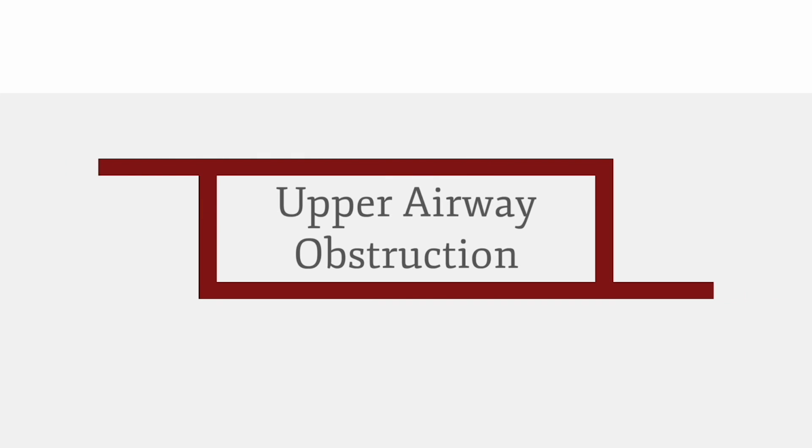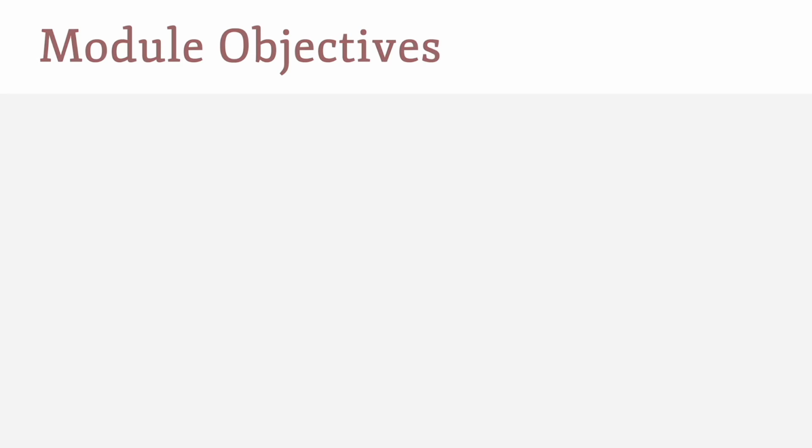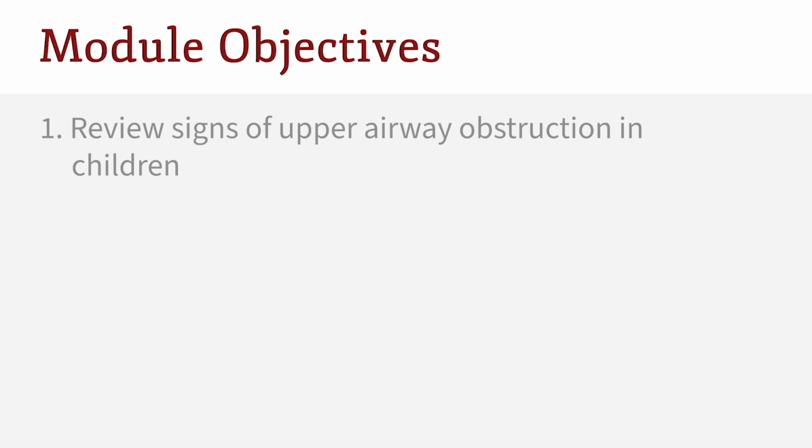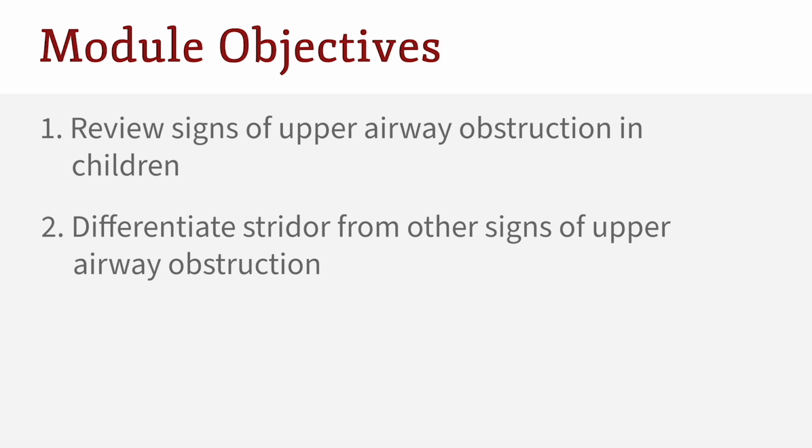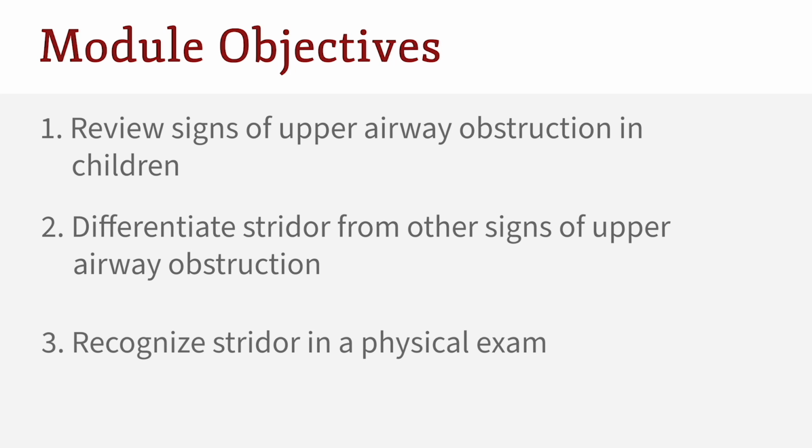Upper airway obstruction. In this module, you will learn to recognize upper airway obstruction. The first objective is to review the signs of upper airway obstruction in children. The second objective is to differentiate stridor from other signs of upper airway obstruction. The third objective is to recognize that a child has stridor based on a physical exam.